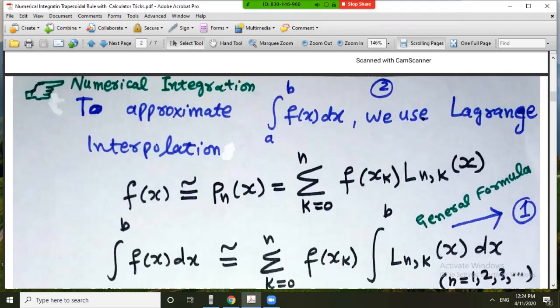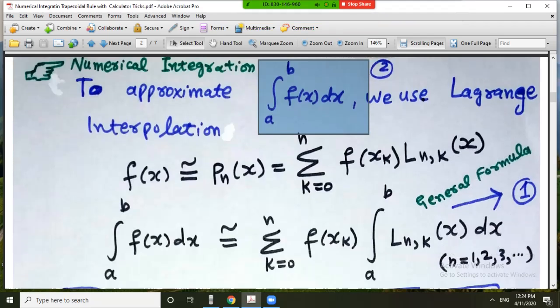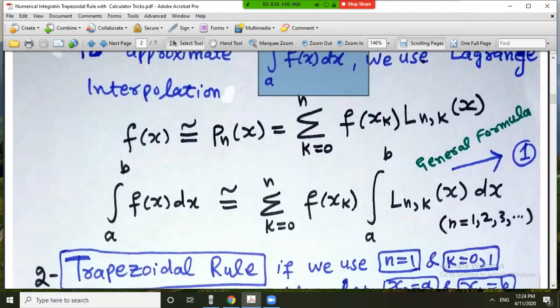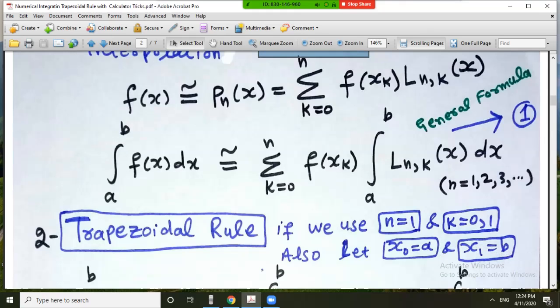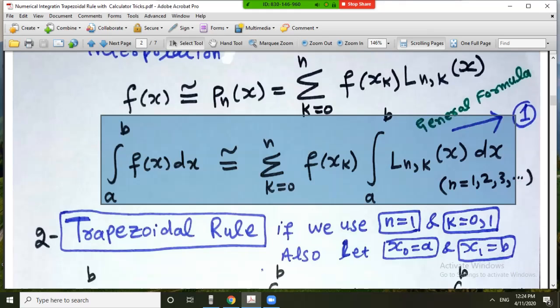Okay, now come to numerical integration, which is the approximation of the definite integral. To approximate the definite integral of f of x from a to b, we use the Lagrange interpolation formula. Let f of x be approximately equal to the nth Lagrange interpolating polynomial. So we just have to integrate this from a to b. And this formula number 1 is the general numerical integration formula for approximating the integral of f of x from a to b.